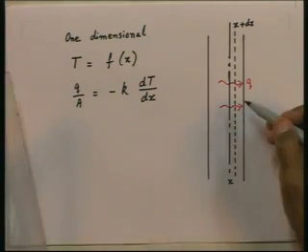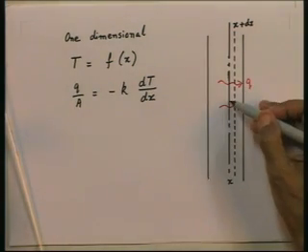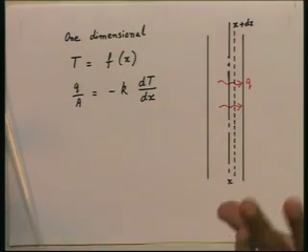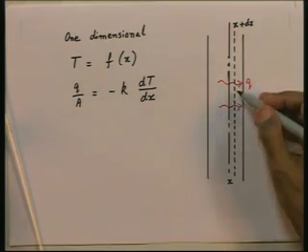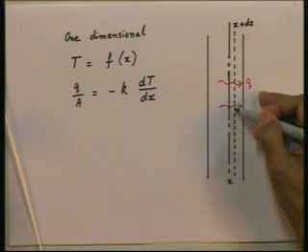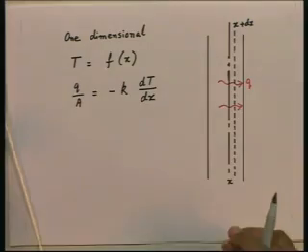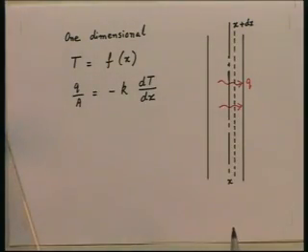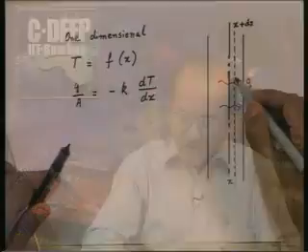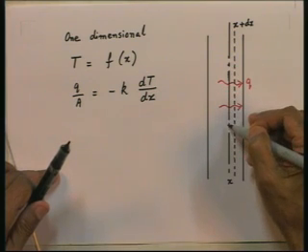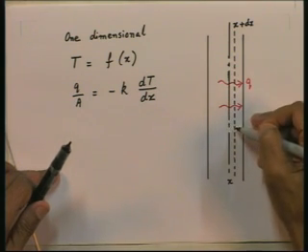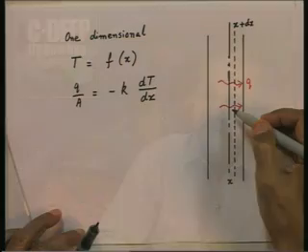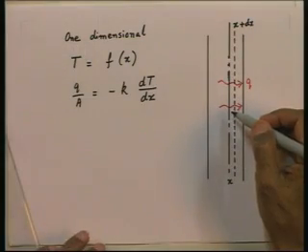Now, if the quantity q flowing across x, some area of x, is not the same as the quantity q flowing across x plus dx, then the first law of thermodynamics says that the energy of the material within these two planes x and x plus dx will have to change, either increase or decrease, if q is not the same. And if that happens, the temperature will have to change.